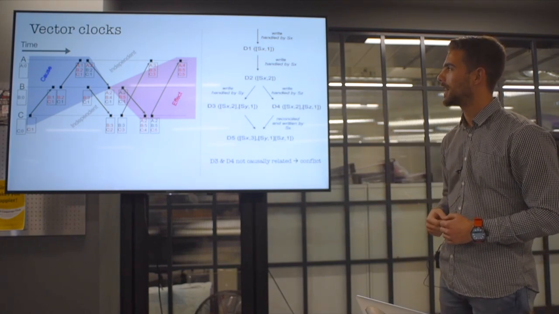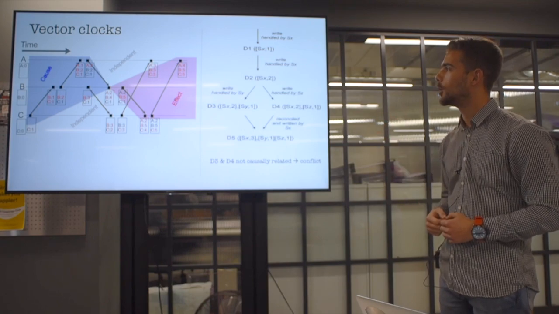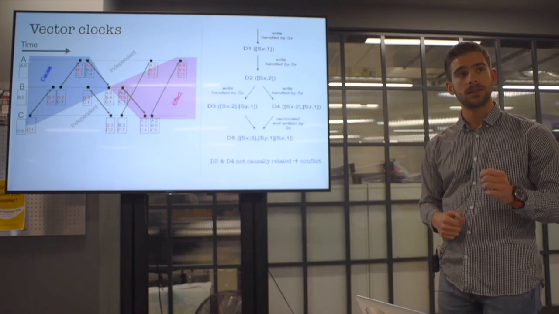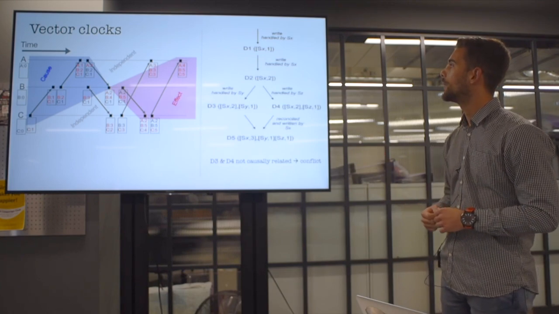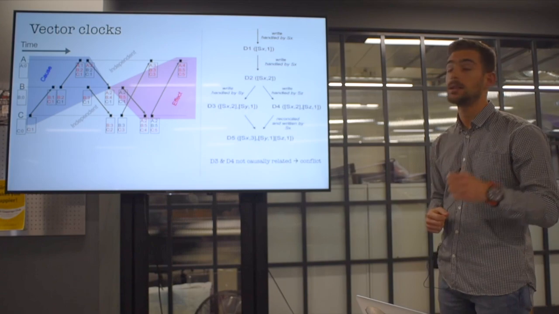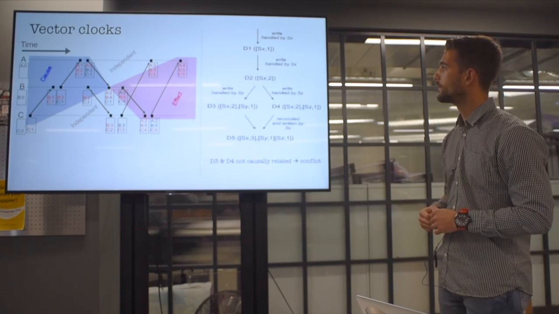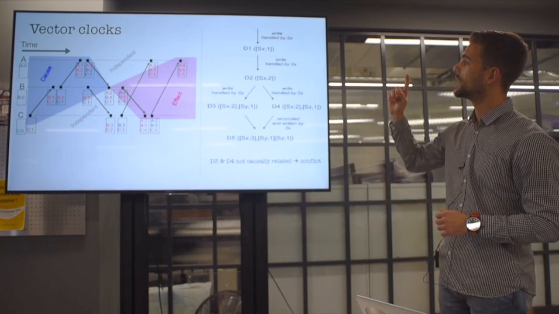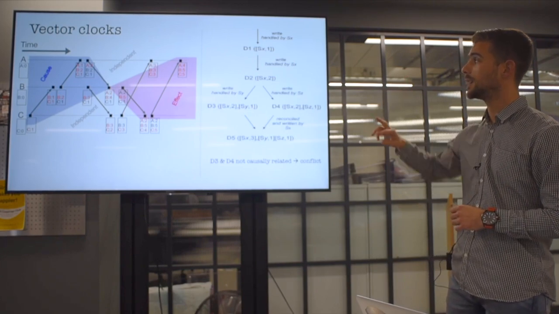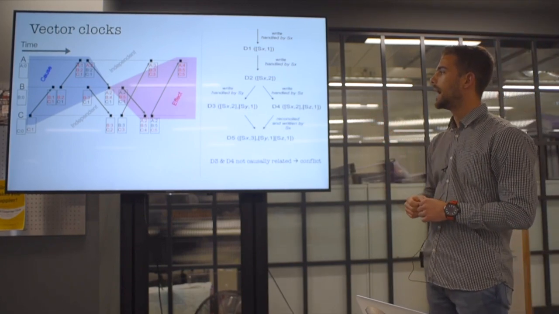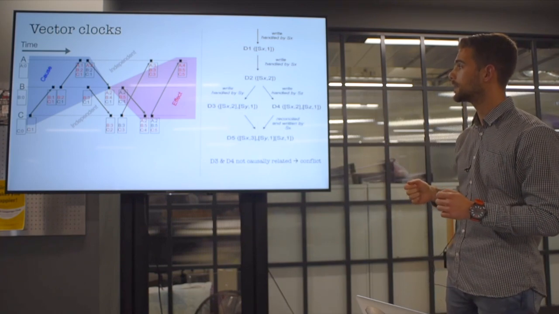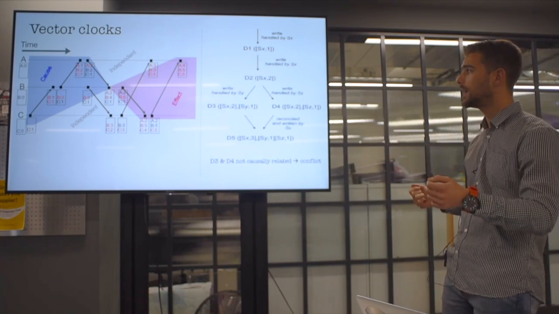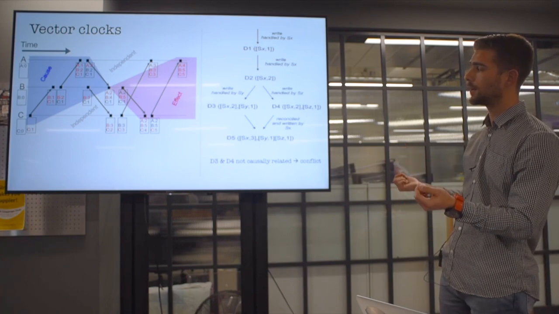So let's say first write comes in, it goes to node D1, and SX increments its clock to 1. Then a new write comes in, D2 handles that. The same SX handles that again, and increments its own clock again to 2. And then at that point, two concurrent writes come in, and they're handled by two different servers, SY and SZ. And they both increment their clocks to 1.